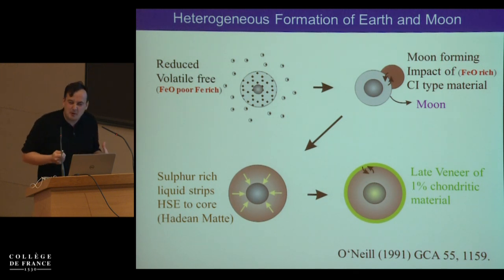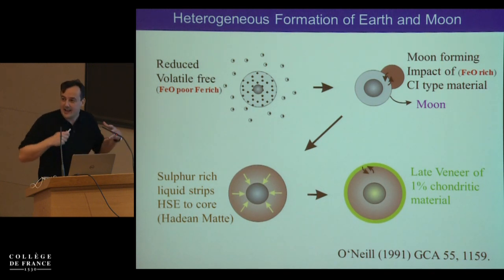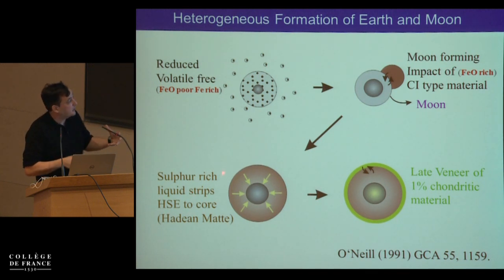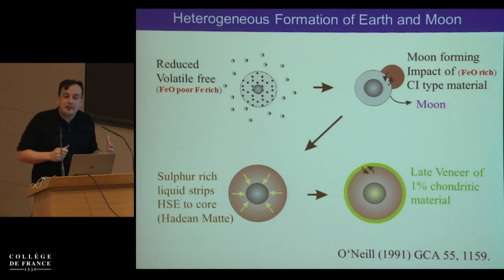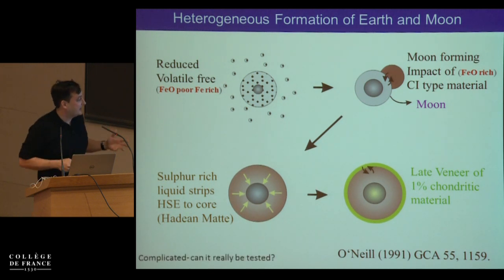But then he realized that he had this problem with highly siderophile elements, that you would have too many of them. So then he had to create a sulfur-rich liquid which takes these siderophile elements out of the mantle and brings them to the core, and he called this the Hadean mat. And then, finally, to establish the highly siderophile element ratios in the mantle, he has to accrete a late veneer: a late veneer of oxidized material, about 1%, which doesn't have any core formation and brings our highly siderophile element abundances. The trouble with these models, and people said that at the time, is that they're pretty complicated and pretty untestable in many ways.